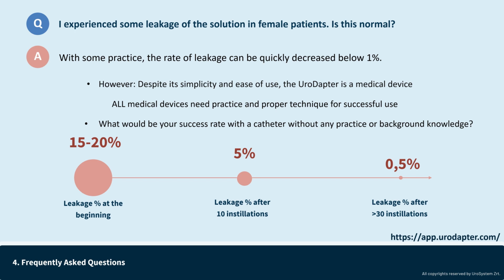User feedback suggests that in the first few attempts, a 15–20% leakage rate is normal for female patients, and this rate can be quickly reduced to 5% after approximately 10 installations and further to 0.5% with some additional practice.